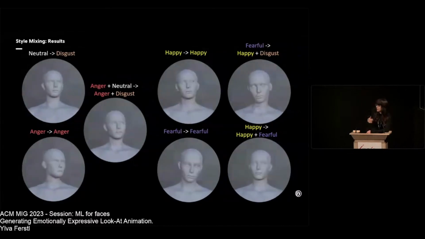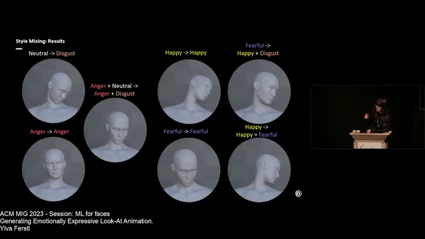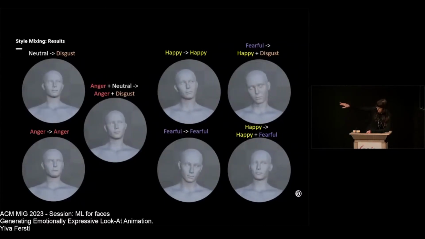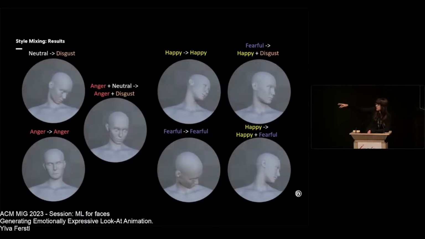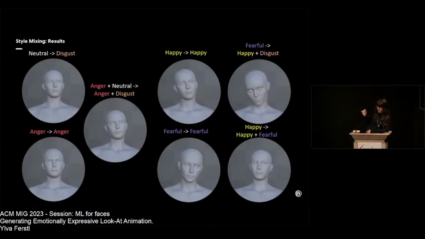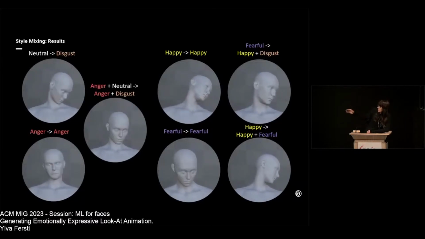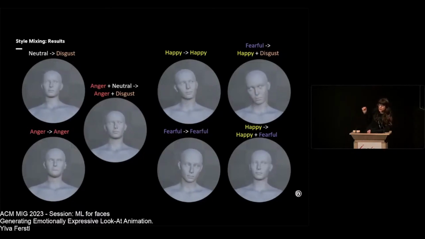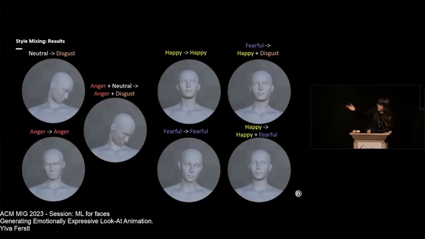And then blending happy and fearful. In the bottom right corner, we can also still see the happy tilt at the target from happy, and then also the fearful backwards jerk of the fearful reaction.